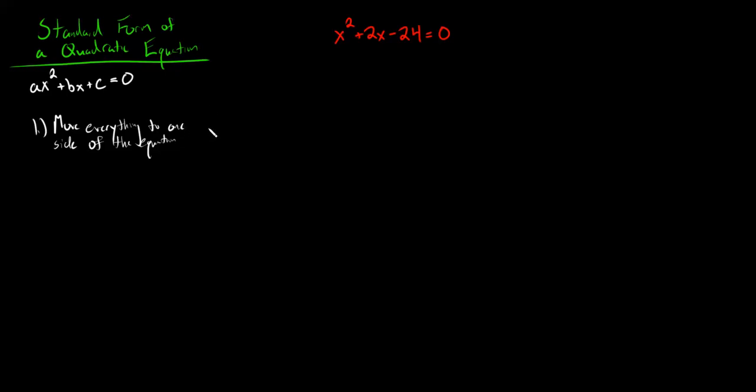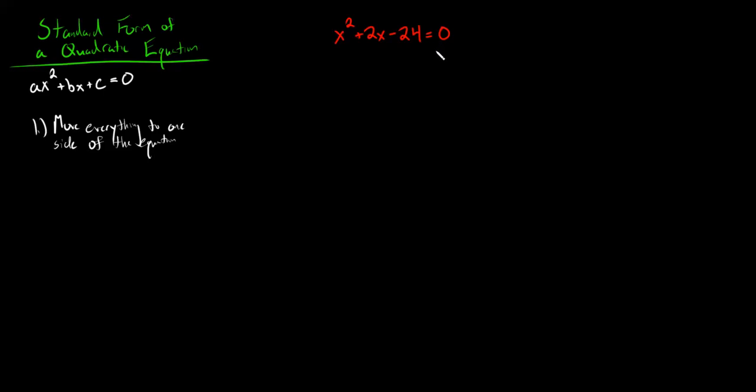We want to move everything to one side of the equation, as we see right here. Everything is on one side and 0 is on the other side, okay? That's the first thing that we always want to make sure that we do. And if you look over here, it's already in that form, okay? All of our terms are on the left-hand side and we just have 0 on the other side, okay?